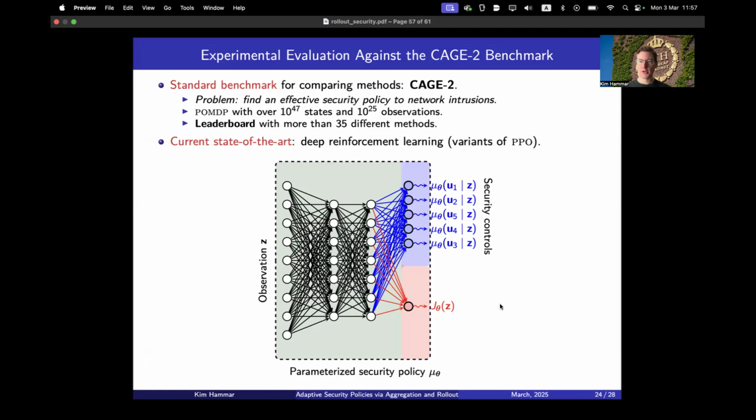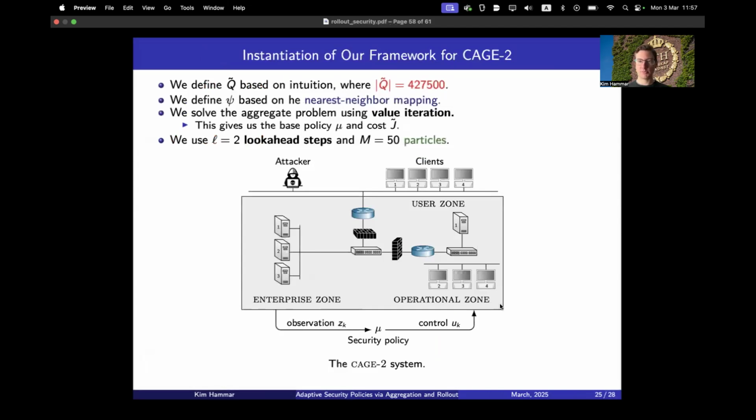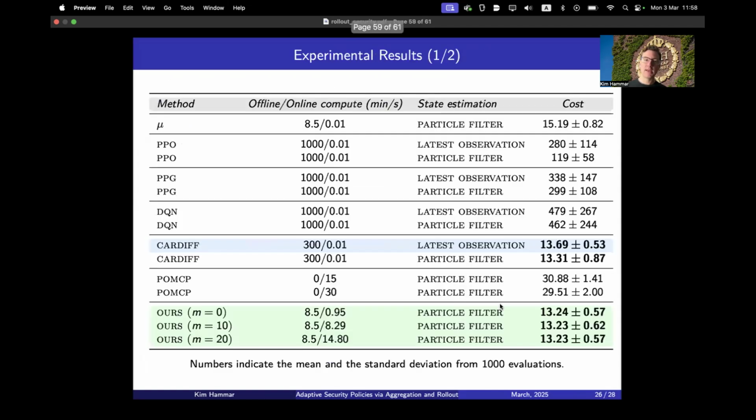To instantiate our framework for this benchmark, we first define some features of the problem based on some intuition. And then we define an aggregate feature belief space with around 500,000 beliefs. This gives us a well-defined aggregate problem, which we then solve using dynamic programming, or value iteration in particular. And that gives us the base policy and the approximate cost J tilde. And then for the online adaptation, we do 2 lookahead steps with 50 particles. And here are the results.